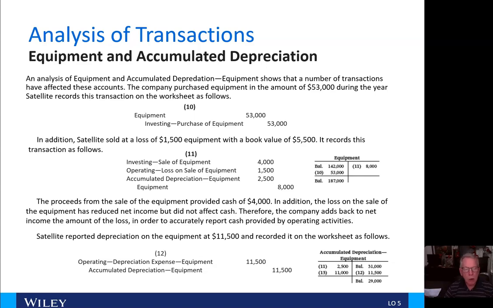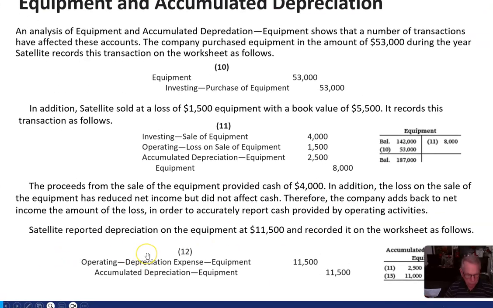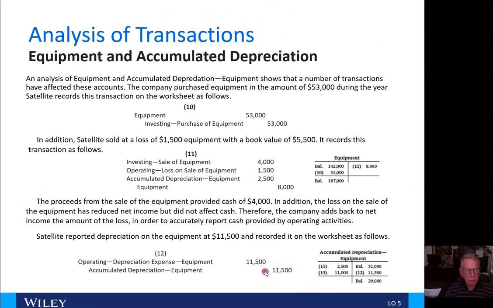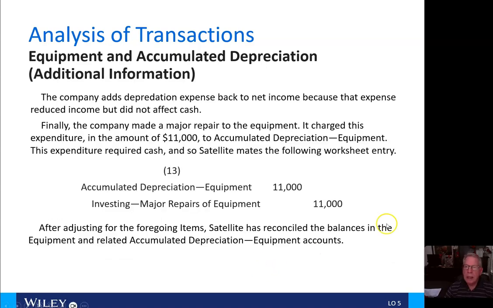$11,500, and it recorded it on its worksheet as follows. The operating section gets depreciation expense equipment of $11,500, and accumulated depreciation for equipment gets $11,500 here. Okay. Now, equipment, from the additional information, the company adds depreciation expense back to net income because that expense reduced income but did not affect cash.